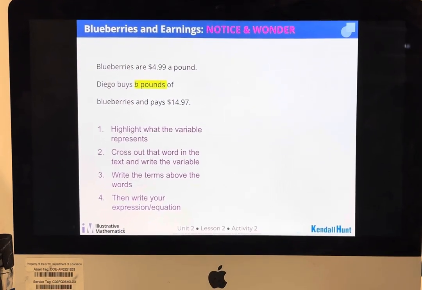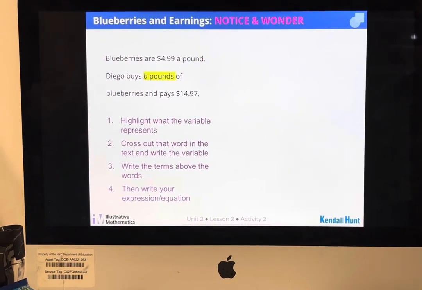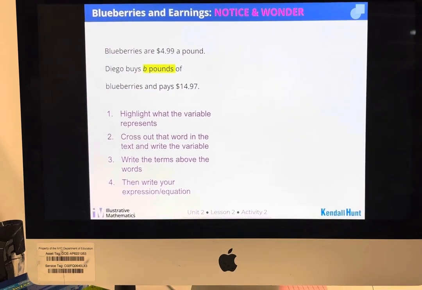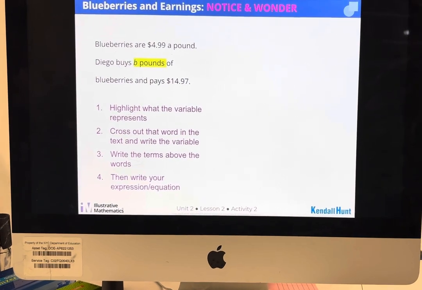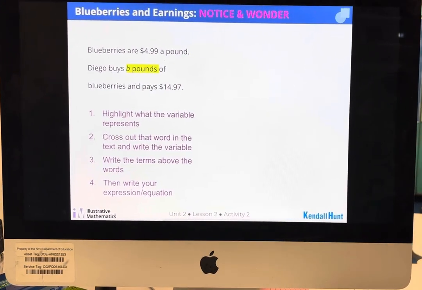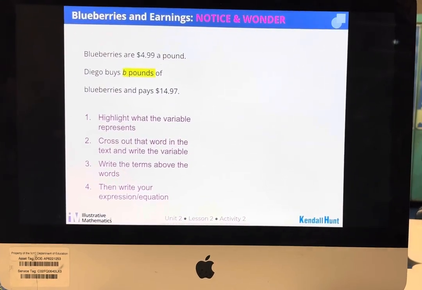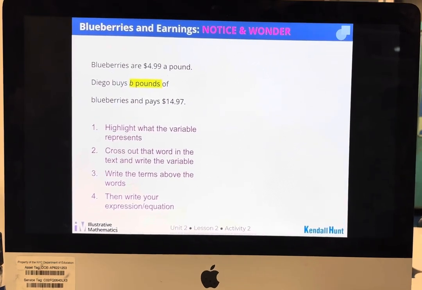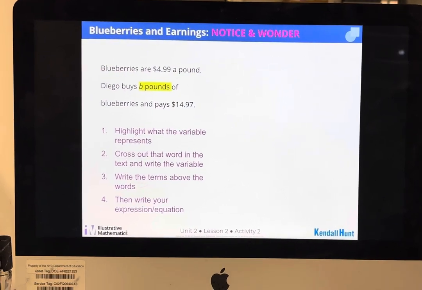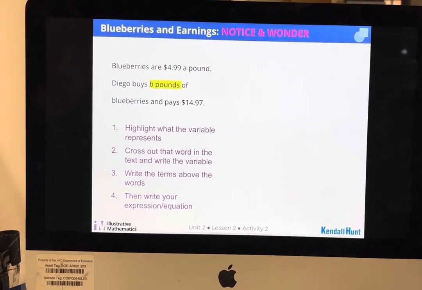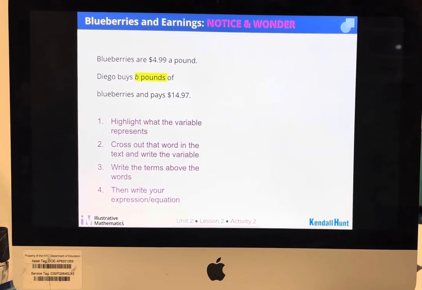So what we can do here is highlight the variable and what it represents. What does B represent? Yes, B represents a variable that tells us something about how many pounds of blueberries we are buying. We don't know how many pounds a person might want in any particular scenario until a person decides. So we just say B pounds. All right, and so what we do here is highlight that variable.